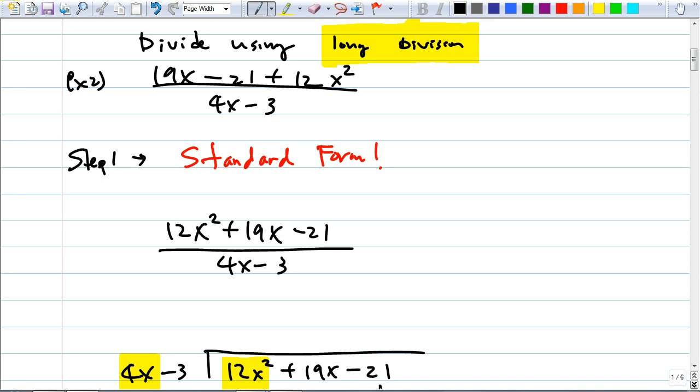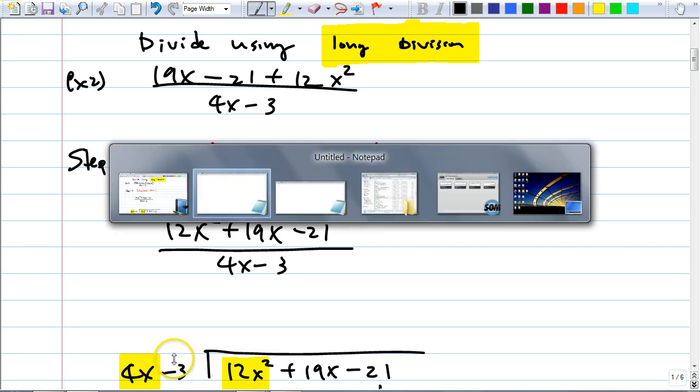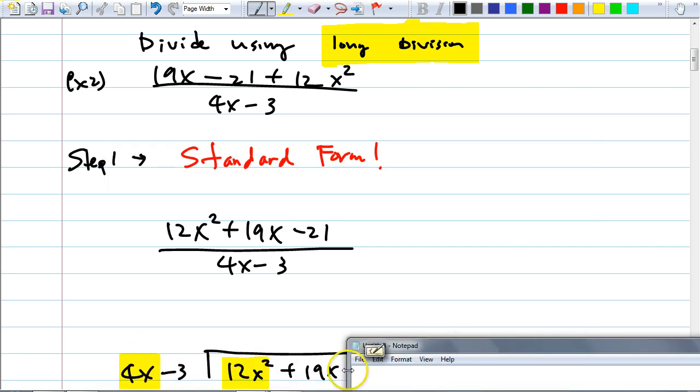And the process is really similar. Since I'm dividing by a binomial, I look at the two terms, 12x squared and plus 19x. Don't you factor it? I just said, we're just doing division. So just like before, you look at the two binomials, like this, right? Does that make sense?